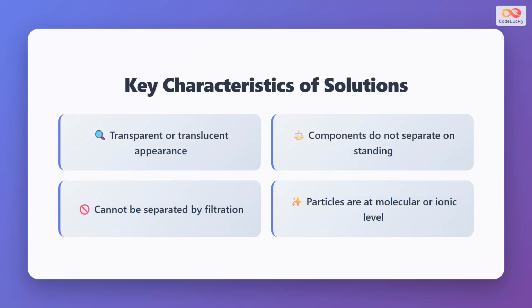Solutions have four key characteristics that help us identify them. First, they have a transparent or translucent appearance, meaning light can pass through them. Second, the components do not separate on standing, so even if you leave a solution undisturbed for a long time, the solute will not settle at the bottom. Third, solutions cannot be separated by filtration because the solute particles are too small to be caught by a filter. And fourth, the particles in a solution exist at the molecular or ionic level, which means they are extremely tiny and completely dispersed throughout the solvent.